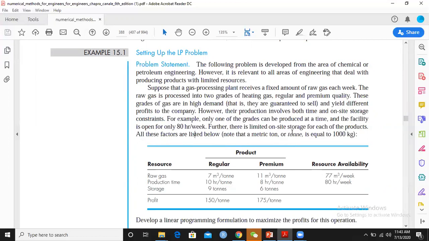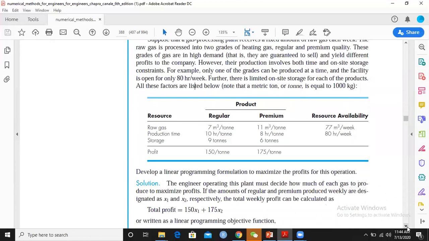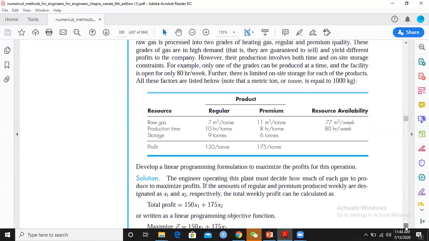Okay, further, there is limited on-site storage for each of the products. All these factors are listed below. Note that a metric ton or ton is equal to 1000 kilograms, right? So this is the input data, okay, which is given to you. Okay, they are talking about the raw gas, the production time, and the storage. Okay, 9 tons and 6 tons for the regular, 9 tons for premium, 6 tons. Okay, and here we have also made a row for the profit. Okay, for the regular we are expecting 150 per ton, and for the premium we are expecting 175 per ton. This is the profit, right?